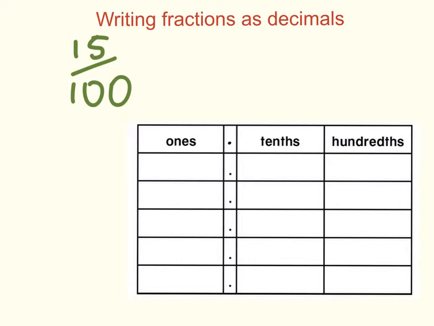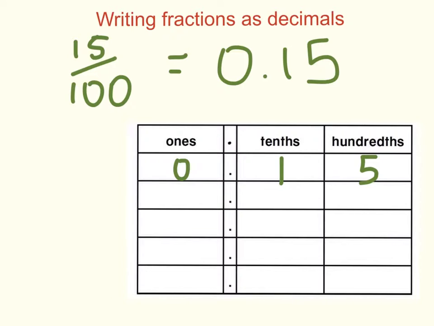What if I had this? 15/100. Well, looking at my place value chart, 15/100, I can't put 15 like that. I can't do that because only one number goes in each place value. So 15/100, I would have my 5 there and my 1 there. So to write that as a decimal, I have 0 ones and decimal, 1 5. So 15/100 is written as decimal 0.15.